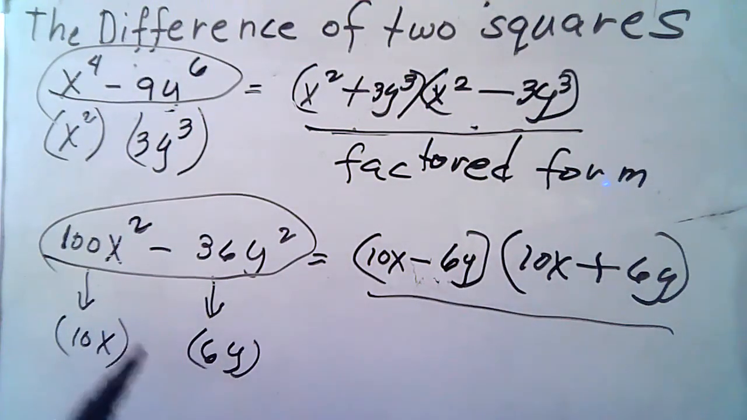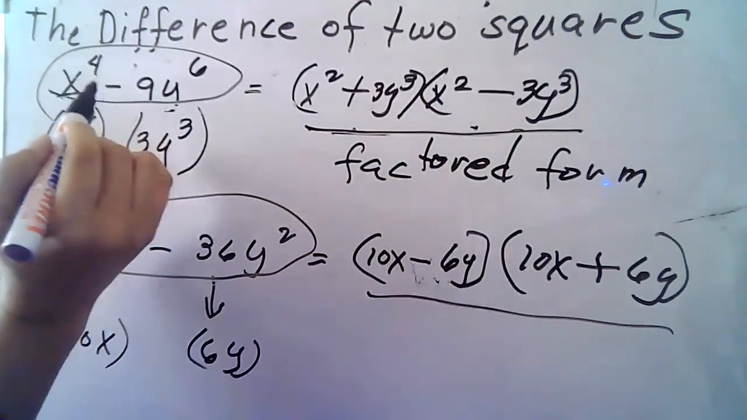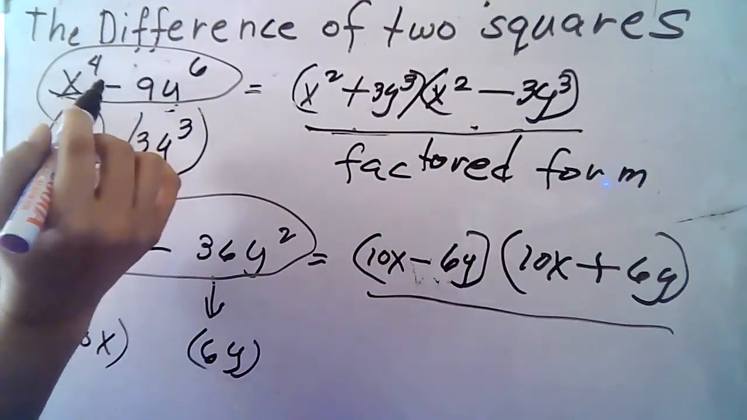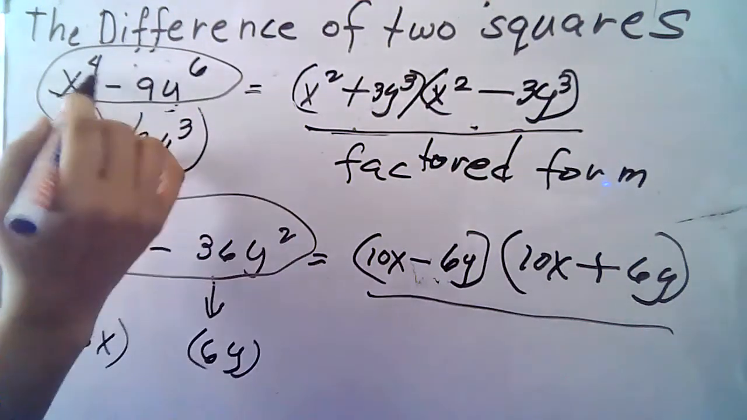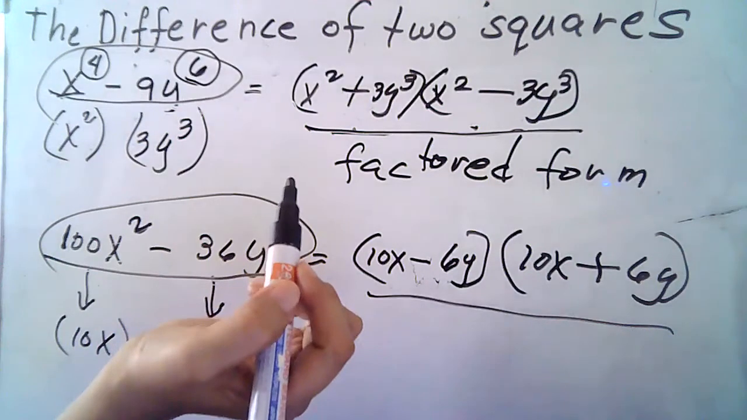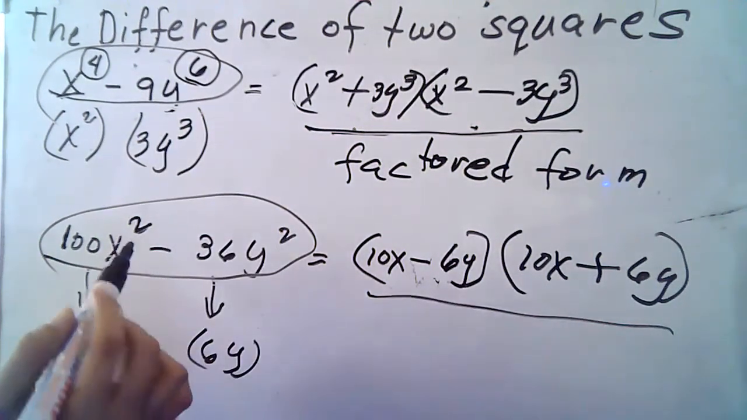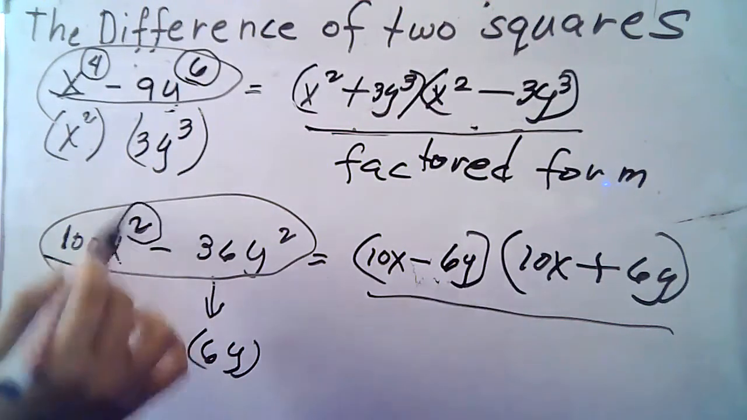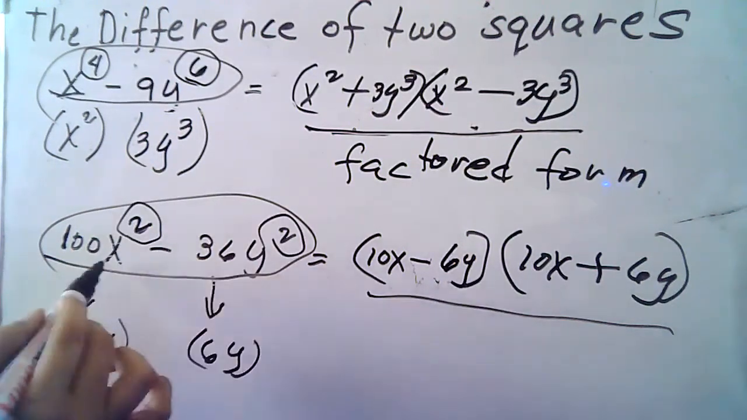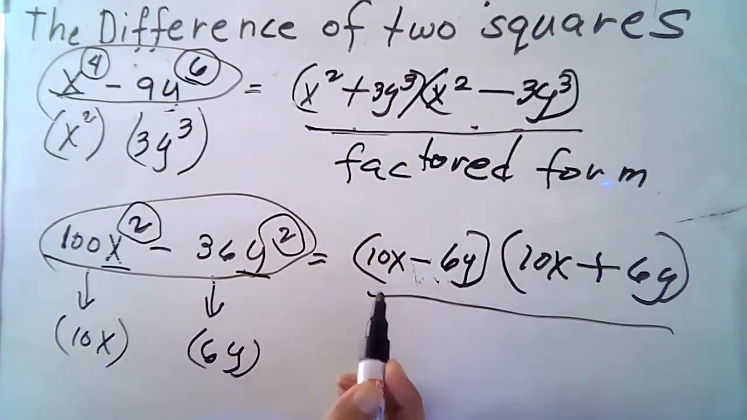And take note that a certain variable is a square if its exponent is an even integer. Notice that all the exponents of the variables are even, right?